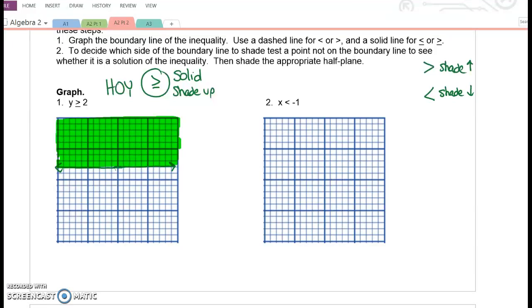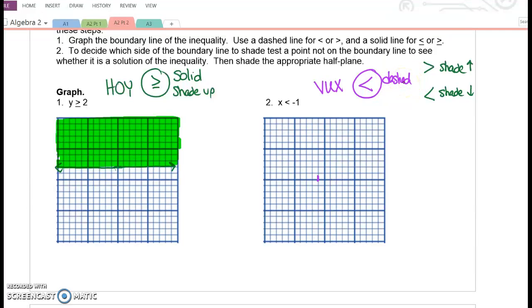All right, now the next one. x is less than -1. Do you see a y in this inequality? No. So this is a vertical line. This is a vertical line at x = -1. Should we do a solid line or a dashed line? Dashed line.